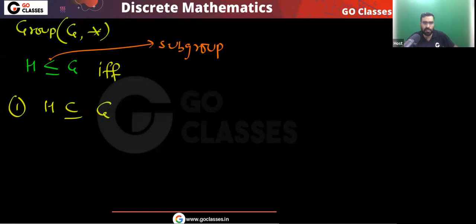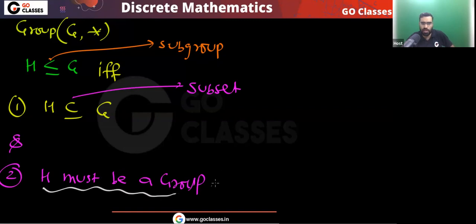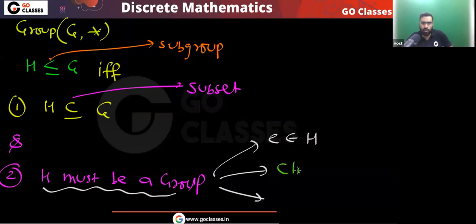This is the symbol for subset. So H must be a subset of G, and the second thing is that H must be a group. Now if H is a group, what are the things you need to check? You need to check that the identity element should belong to H. Next, the closure property must be satisfied. And the next is the inverse property.